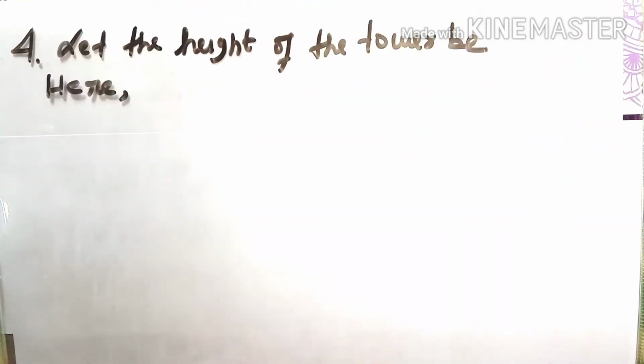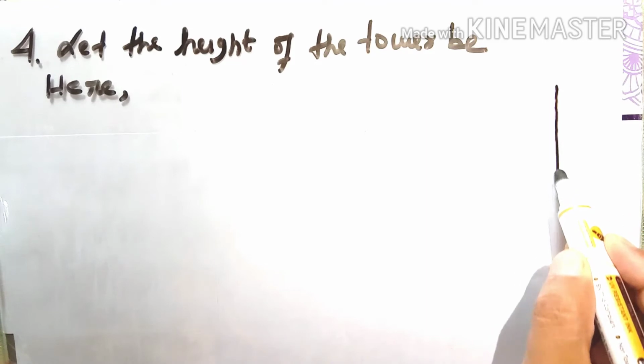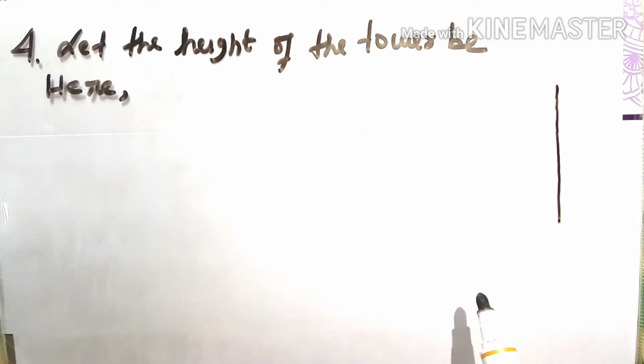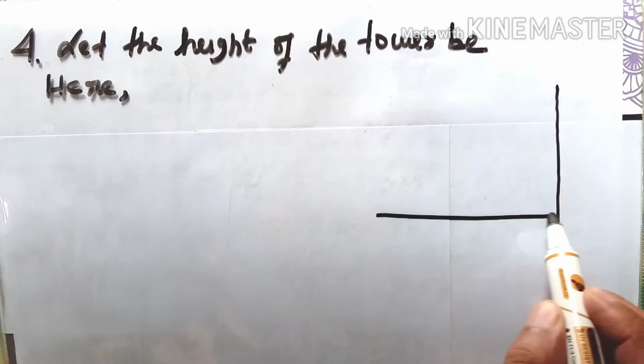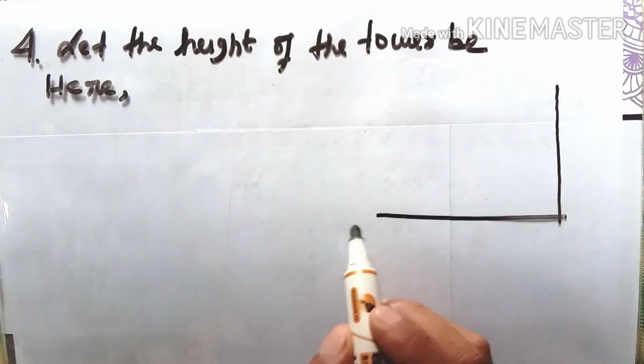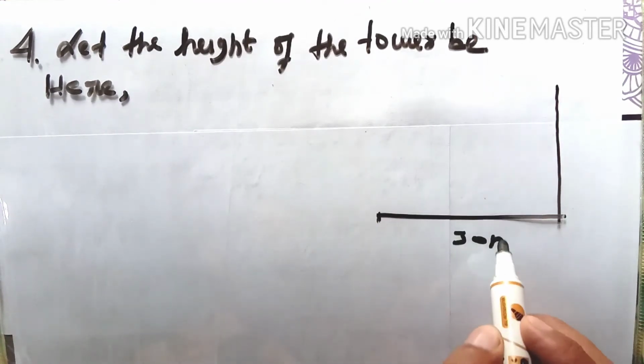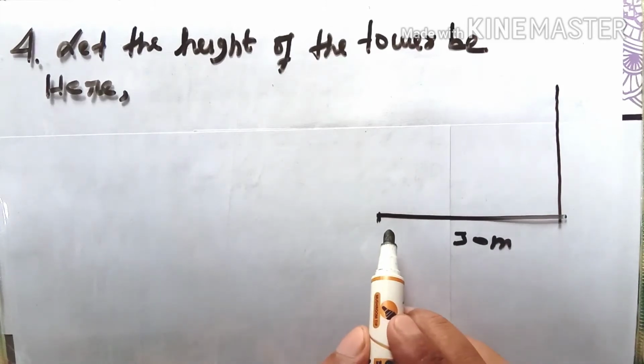Sum 4. The angle of elevation of the top of a tower from a point on the ground which is 30 meter away from the foot of the tower is 30 degree. Find the height of the tower. So let's consider here a tower. It will be represented by a vertical line. After that here, that is the ground. After that, the distance between the foot of the tower and the point is 30 meter.